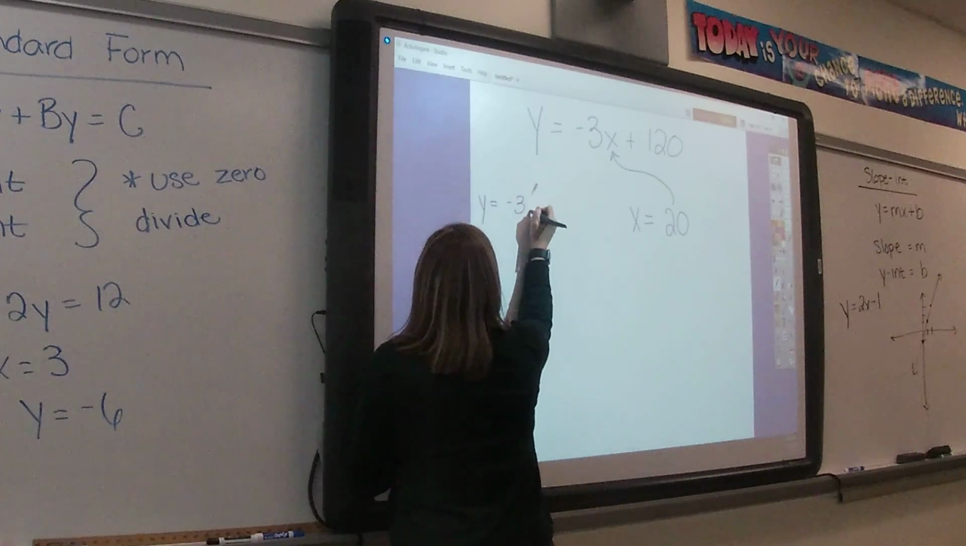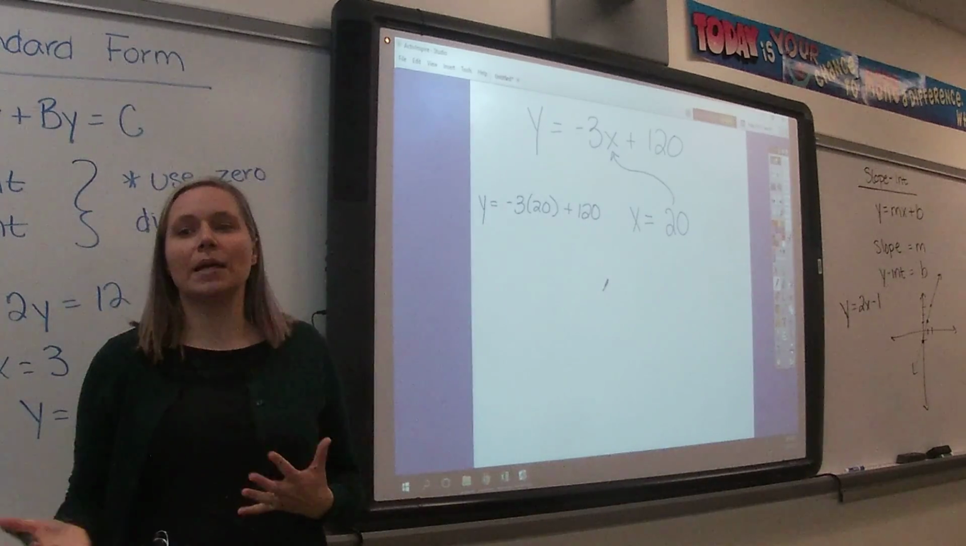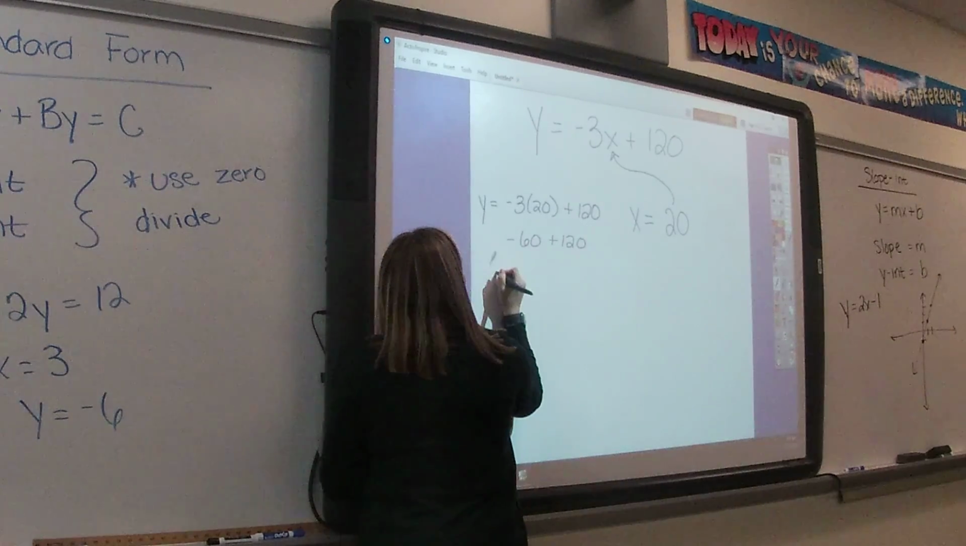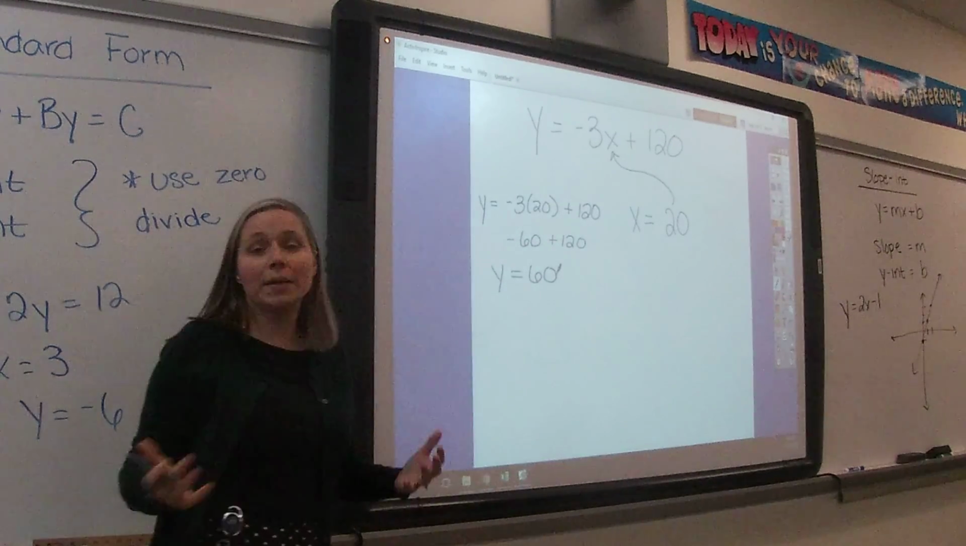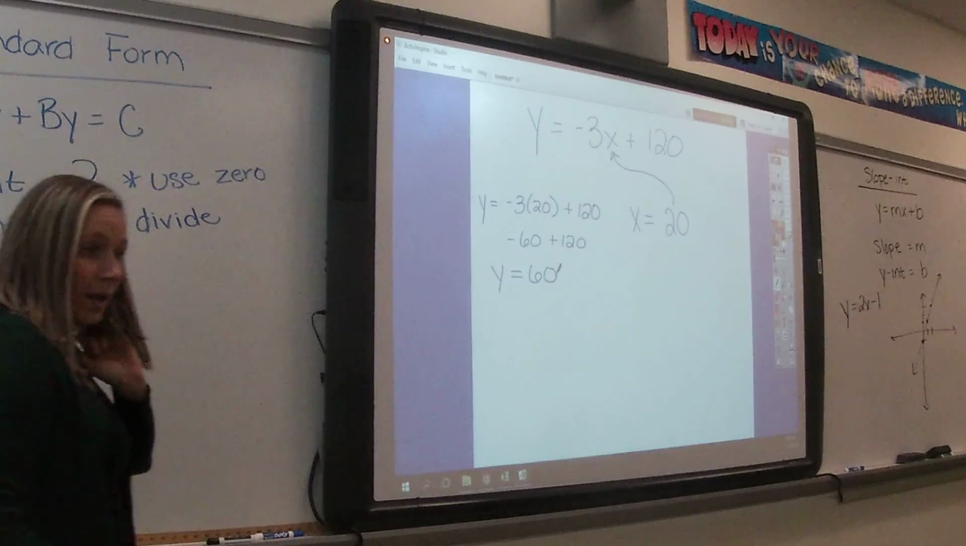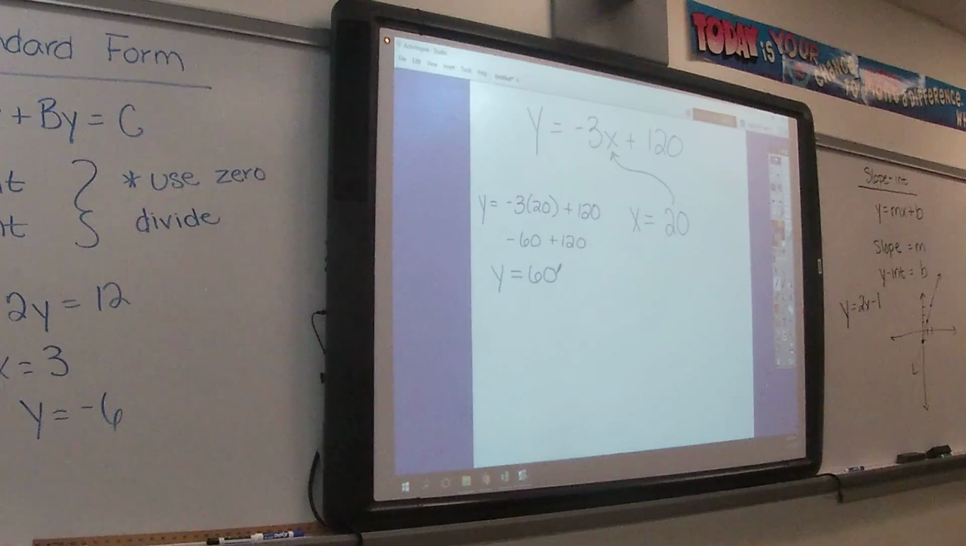Y equals negative 3 times 20 plus 120. So what's negative 3 times 20? Negative 60. So negative 60 plus 120 is 60. So after 20 minutes, how many cookies does Abby have left? 60. That's way easier than her just thinking through the story problem and subtracting 3 a bunch of times. Right? So we can use this like we use function notation or a function rule, and we can plug in values for anything there. How do we feel about that one?